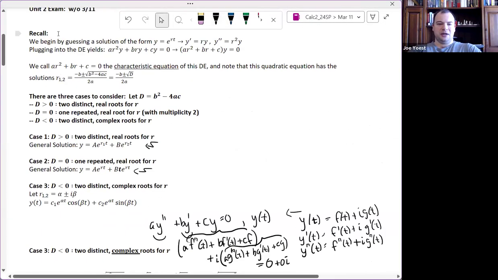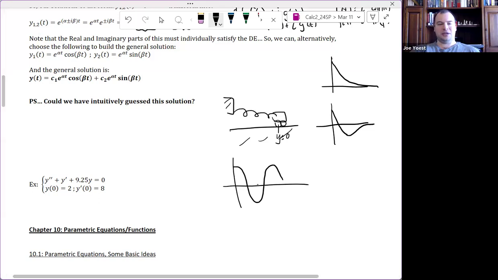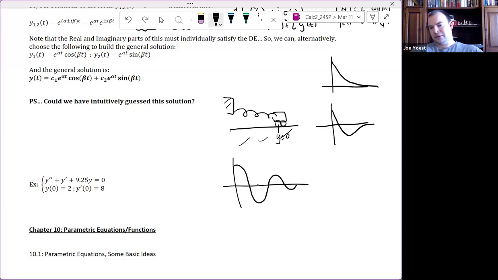What I don't see anywhere in cases 1 or 2 in these general solutions is the kind of solution that I would expect from a mass spring system. The kind of solution that either goes like this, or maybe more likely in the real world, something like this, an oscillation with amplitude decaying to 0. So I have a decay in the amplitude along with an oscillation.